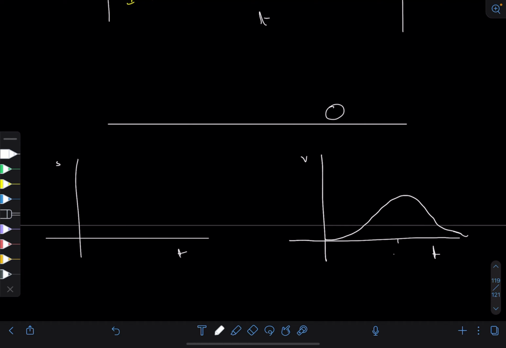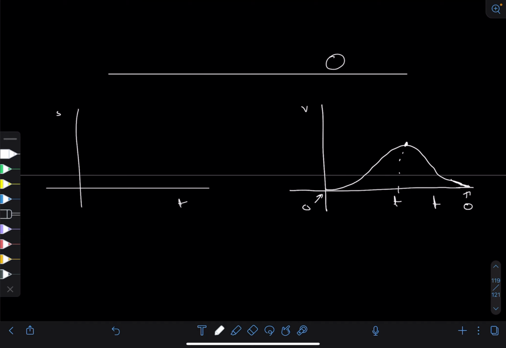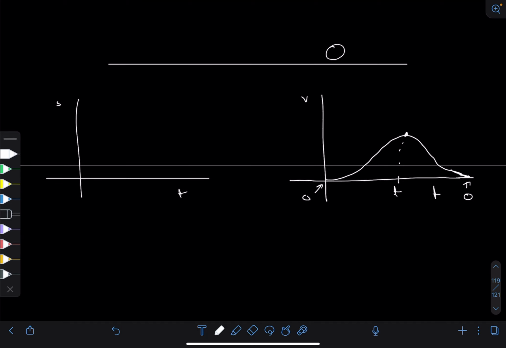So at some time t, it has reached a maximum value, and initially at time t equals 0, its value was 0, and at the final stage, its velocity is also 0, right? So this sort of makes sense that its velocity time graph would look something like this. Right. So let's come over to the displacement time graph, right? Initially, since velocity is very less, and velocity being less means there is less change in y over change in x.